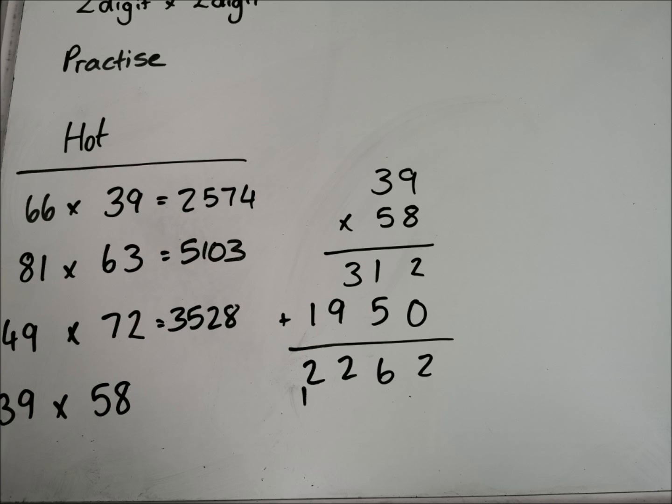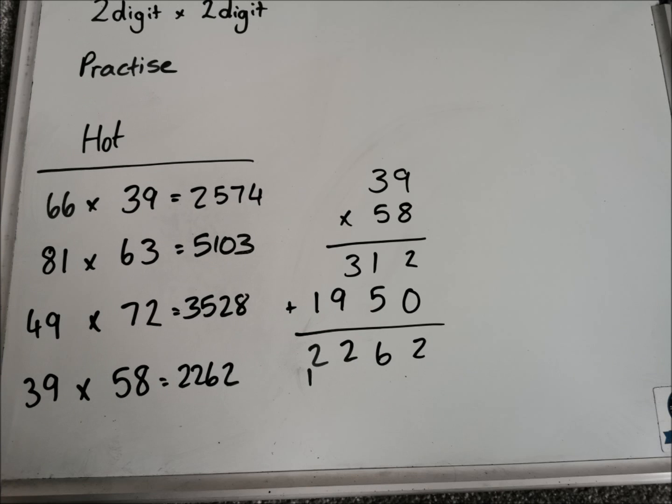Last question on hot was 39 multiplied by 58. First line of the answer is 312. Second line was 1950. Add those two answers up and we get 2262. So well done if you managed to get the hot. Again, if not, you can pause the video, go back and have another wee look. Maybe you've made a little mistake somewhere and have a wee double check at that.